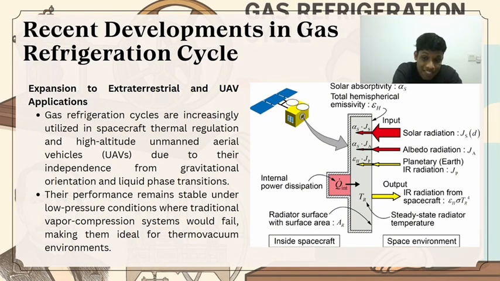What it's saying is that gas refrigeration isn't just for planes. Essentially, it's also used in spacecraft and high-altitude drones. The reason being, these systems don't rely on gravity or liquids to work, so they're perfect for outer space and for very high altitudes where traditional cooling systems fail. This diagram illustrates heat absorption and rejection in a satellite, where gas refrigeration keeps internal systems cool despite extreme conditions outside.